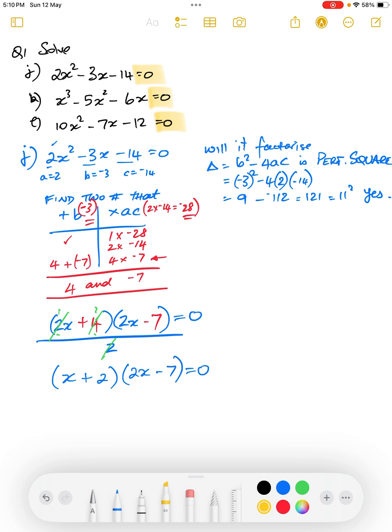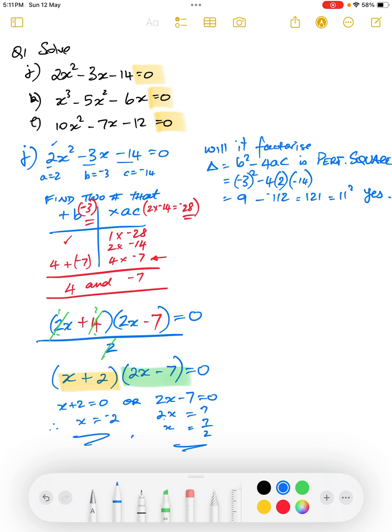And now we've got two factors that we can simply state: that first factor could be 0 or the second factor could equal 0. Therefore, take the plus 2 across to be minus 2. Take the minus 7 across to be plus 7. Now take the times 2 across to be divided by 2. And we've got our two answers. x is negative 2, or x is 7 over 2.